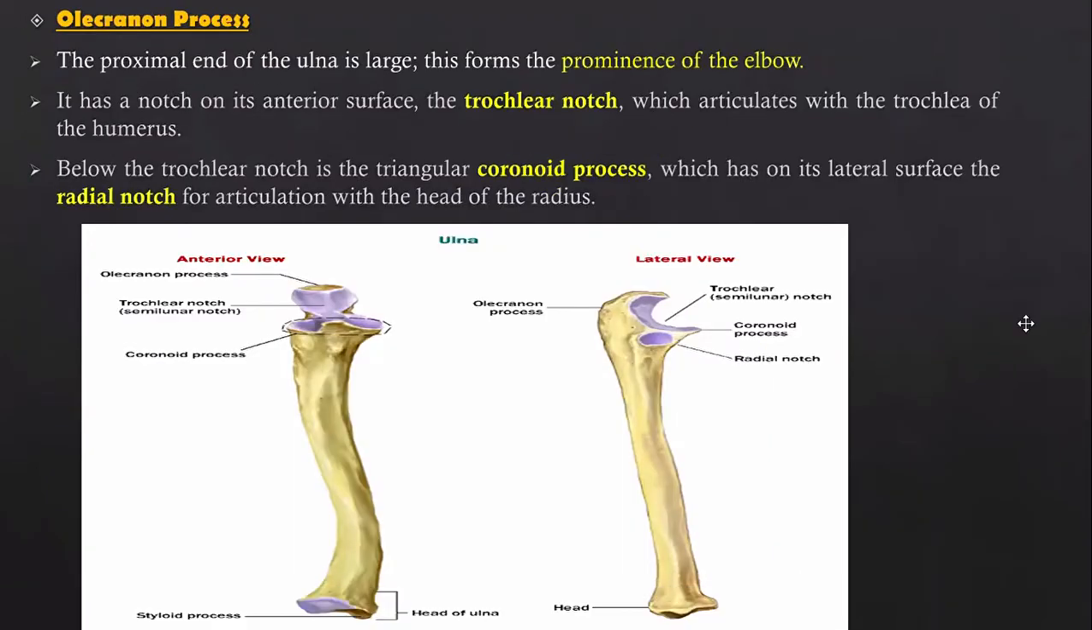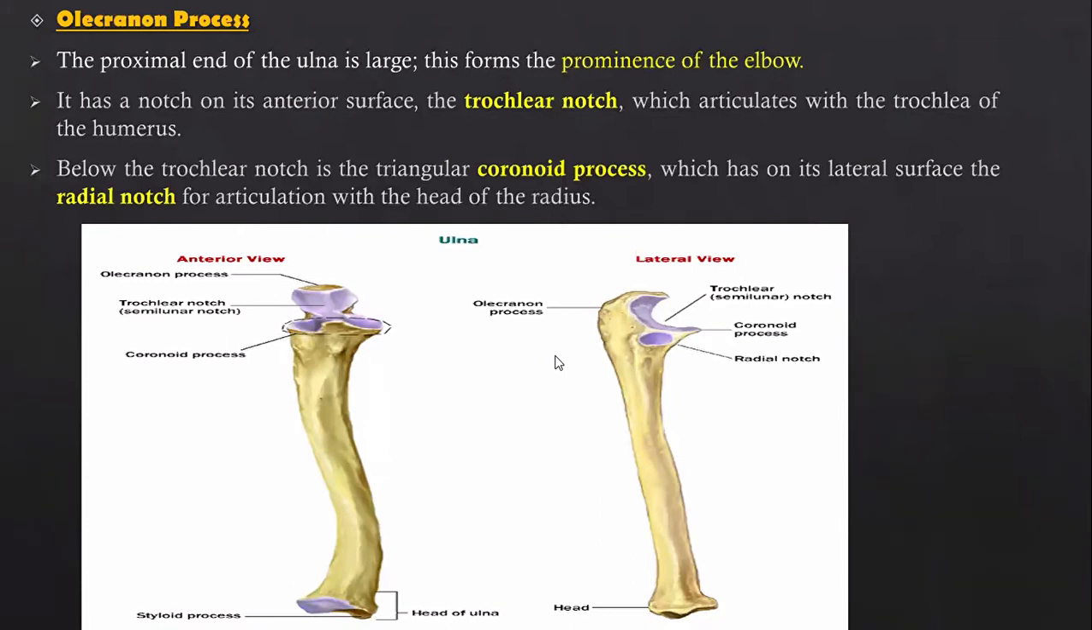For the parts of the ulna, the first one is the olecranon process. So this is the olecranon process. This forms the prominence of the elbow. So the proximal end of the ulna is large. If you palpate your elbow, the one that is prominent and can easily be palpated is the olecranon process.